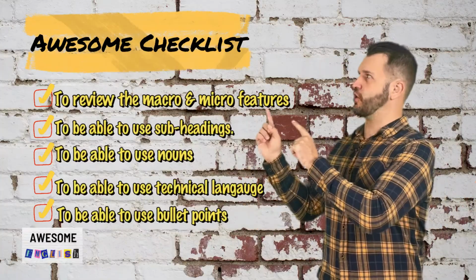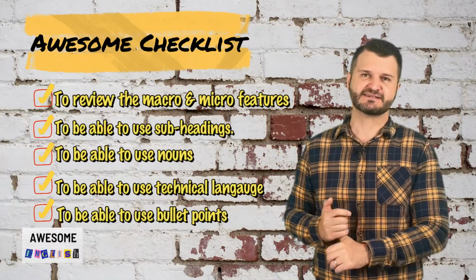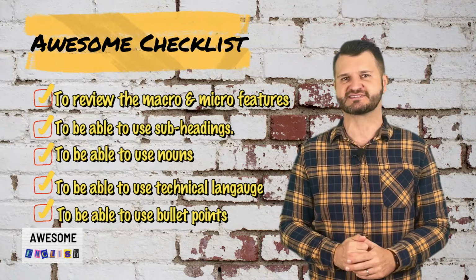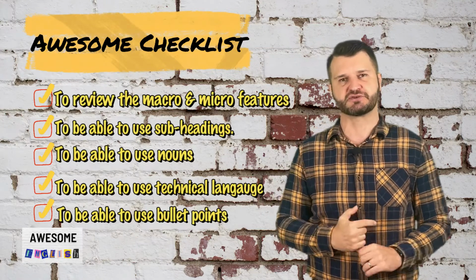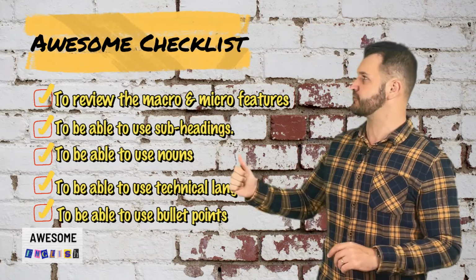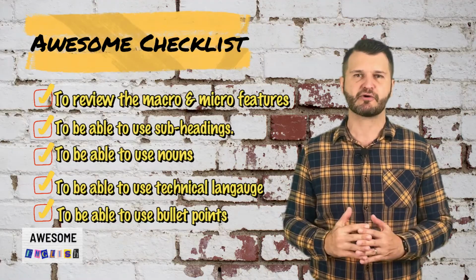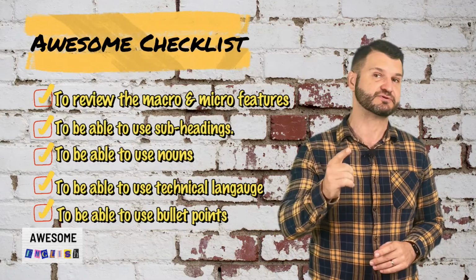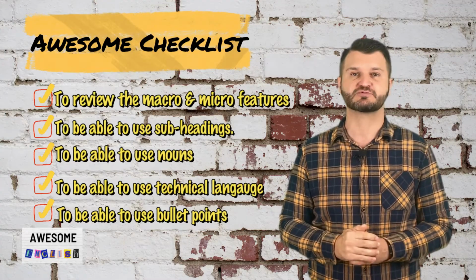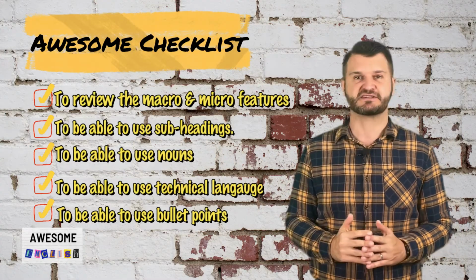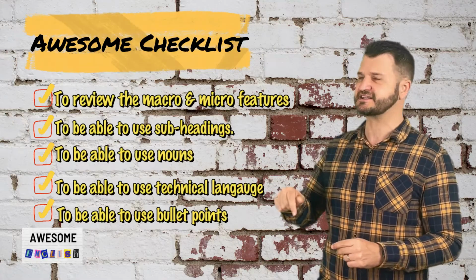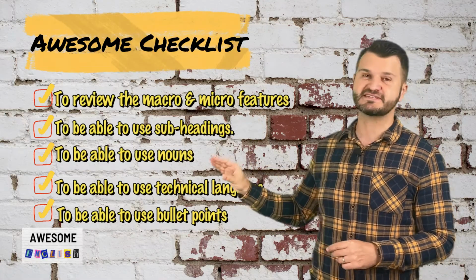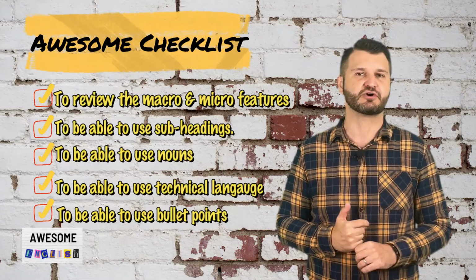Welcome to our awesome checklist for today's lesson. It's our roadmap to success. The first objective we want to achieve is to be able to review the macro and micro structures of an instructional manual, which we now know is a procedural text too. The next one is to be able to use subheadings, specifically in this lesson, title and materials. They're the ones we're focusing on today.